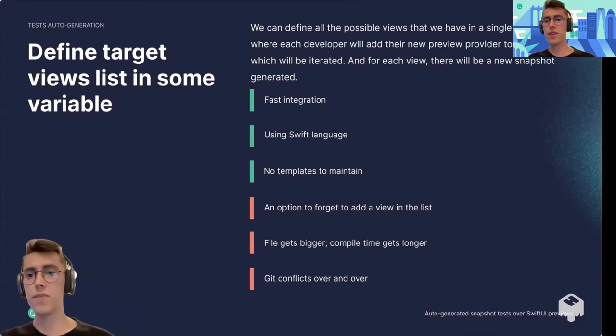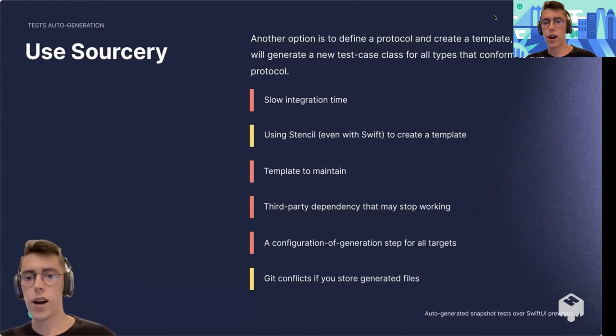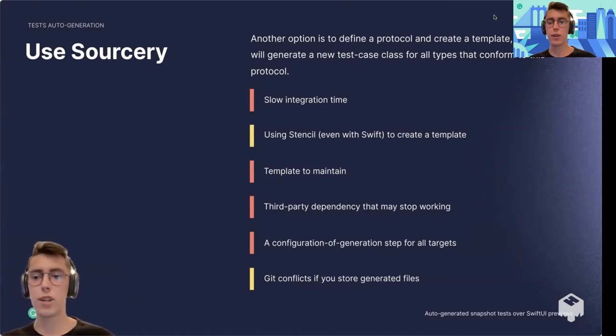That approach we just didn't even try to implement, and started to think about how we can automate that process. The first thing that came to our mind, and I'm sure to yours as well, is Sourcery, an option to generate all those tests at compile time, looking for all SwiftUI preview providers in our app, because it's just a protocol, and generating tests for it. I have some thoughts about that. First of all, you don't use Swift, you use Stencil, because you have to know how to write a template and maintain it.